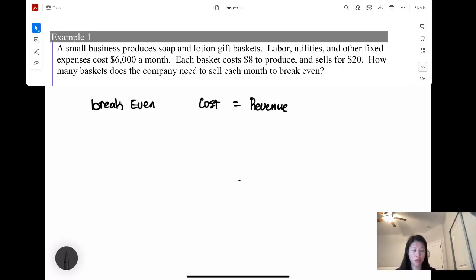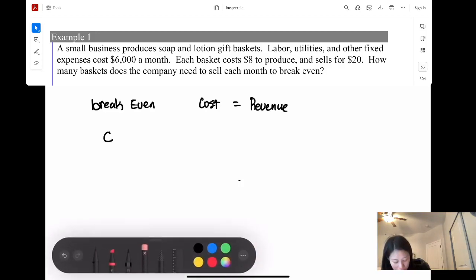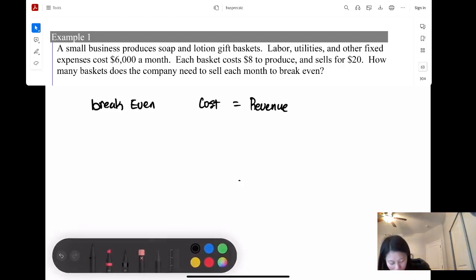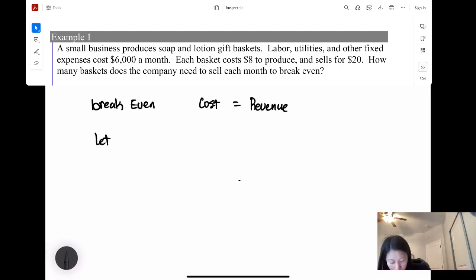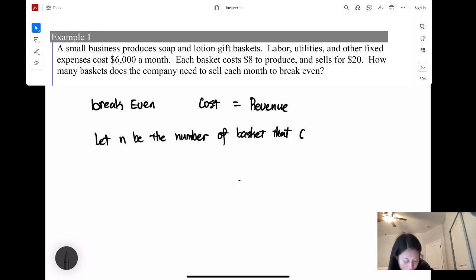So that means we're going to have two functions in here. One is the total cost function. If we let n be the number of baskets that the company sells, what will be the cost if we try to sell n baskets?